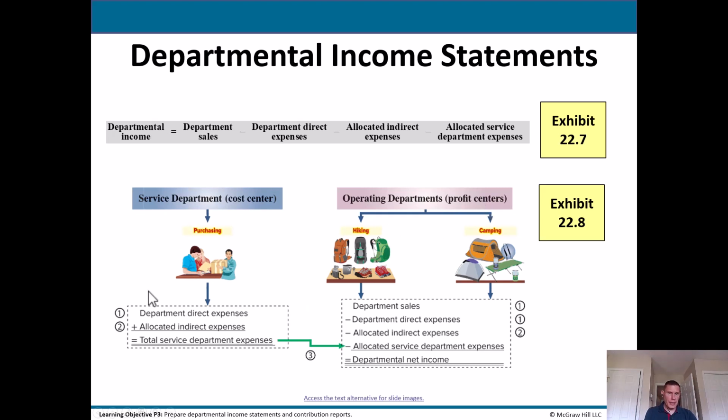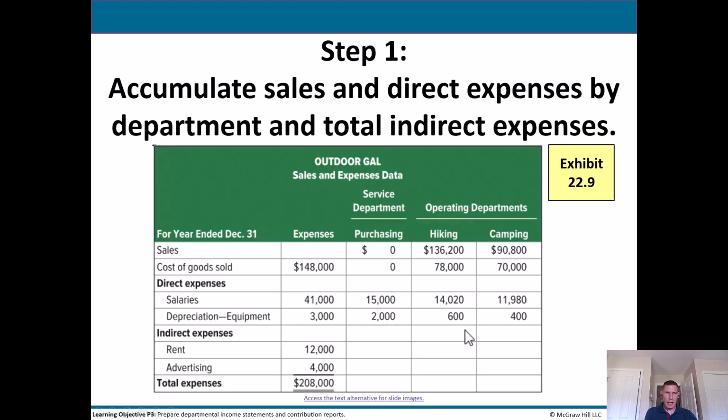So for the service department, the cost center, we've got the department's direct expenses plus any allocated indirect expenses represents that total service department's expenses. For the operating departments, we're going to have sales, like we just said, minus any direct and indirect expenses for these, and then minus any allocated service department expenses. And then we'll arrive at our departmental net income. So think about it, we have to allocate the service department costs to the profit centers because we can't just ignore that, right? We just got to find equitable ways to distribute them to the operating departments.